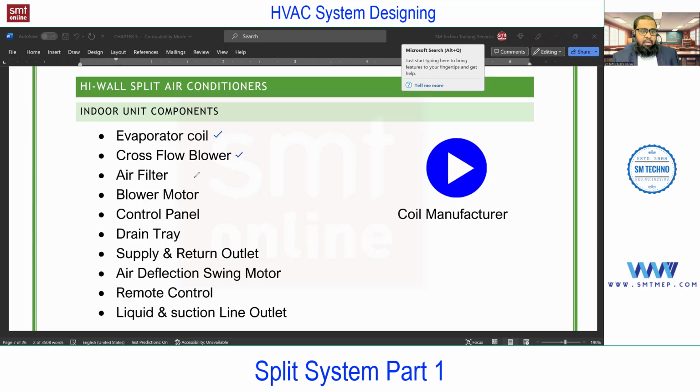You'll find the air filter to clean the air at the time of suction. You'll find the blower motor, which is used to run that blower, meaning the fan. You'll find the control panel, which is used to operate the remote control and other functions like the current and the power. Next, the drain tray at the bottom, which is used to collect the condensed water. On the evaporative coil, you'll find condensation of water. So at the bottom, you'll find a passage which is used to collect the water. We call it the drain tray.